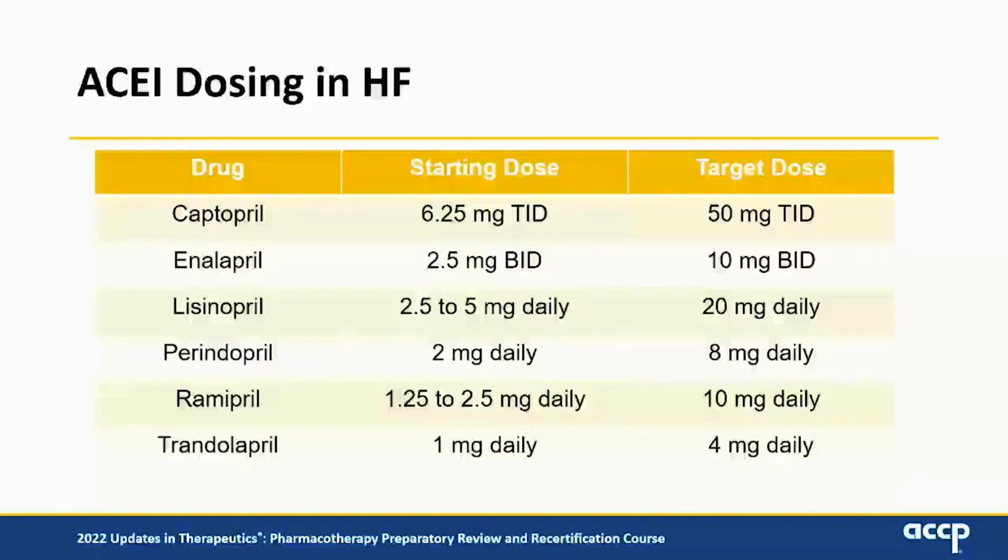If it helps at all, I listed these drugs in alphabetical order, and roughly speaking, the total daily dose goes from highest to lowest. So captopril, 50 TID, 150 milligrams total a day, all the way down to trandolapril, which is 4 milligrams daily. So roughly speaking, that might help you with your memorization.